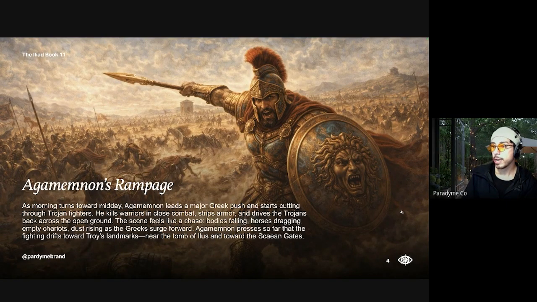Agamemnon's rampage. As morning turns toward midday, Agamemnon leads a major Greek push and starts cutting through Trojan fighters. He kills warriors in close combat, strips armor, and drives the Trojans back across the open ground. The scene feels like a chase. Bodies falling, horses dragging empty chariots, dust rising as the Greeks surge forward. Agamemnon presses so far that the fighting drifts toward Troy's landmarks, near the tomb of Ilus and toward the Scaean gates.